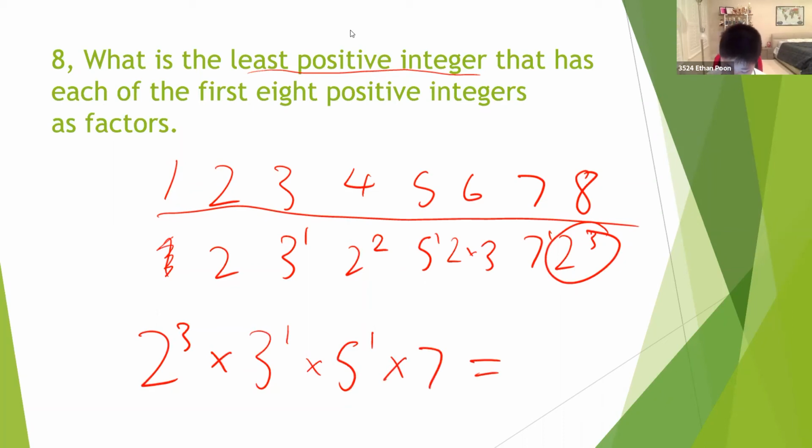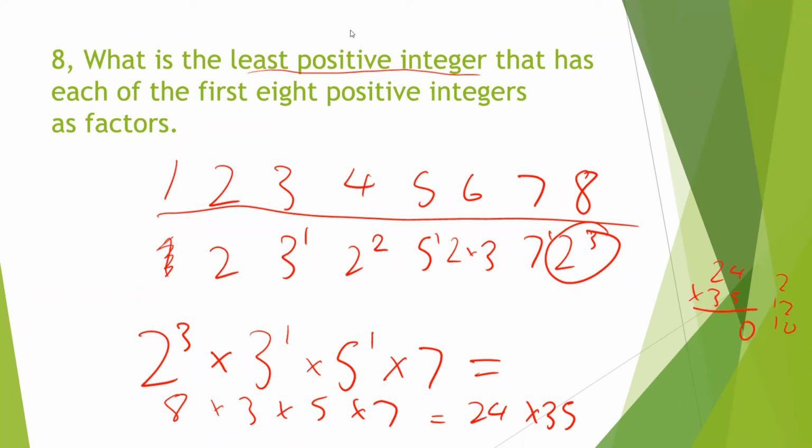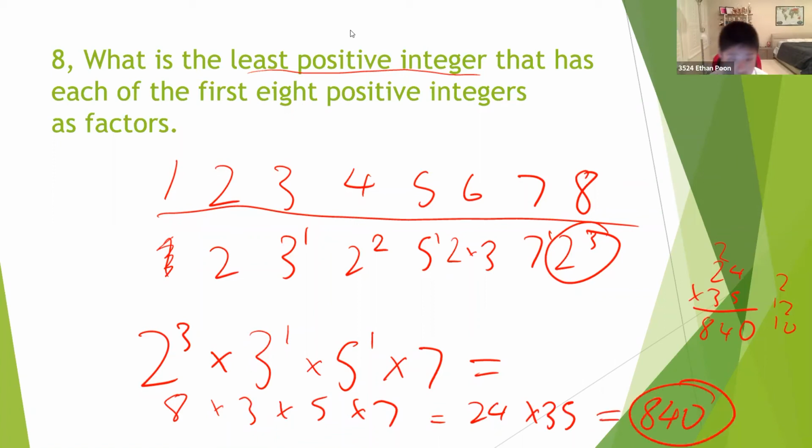So we have 8 times 3 times 5 times 7, which, since we can multiply that quickly, is 24 times 35. So I'm just going to multiply that, and so that's 840. And that's my answer. Do you guys have any questions? If not, I'm going to move on.